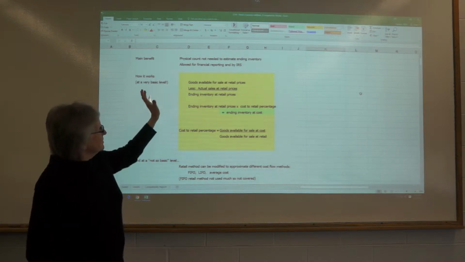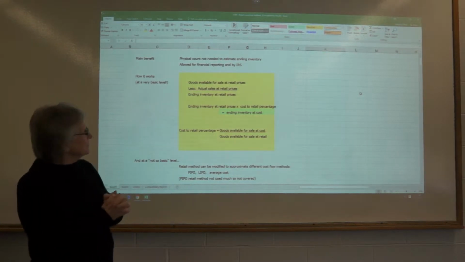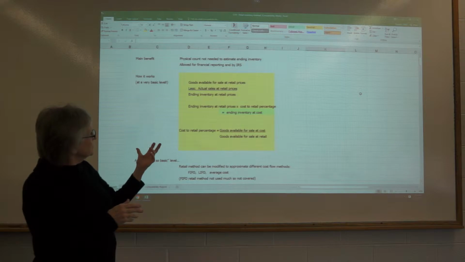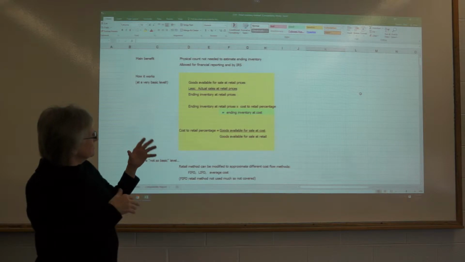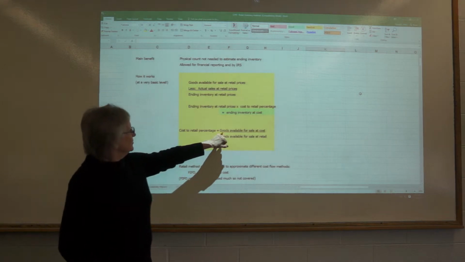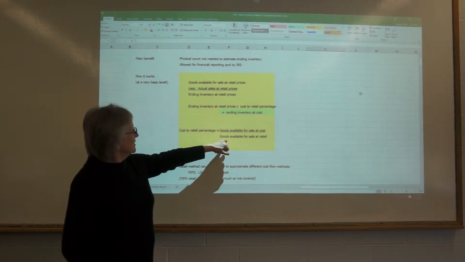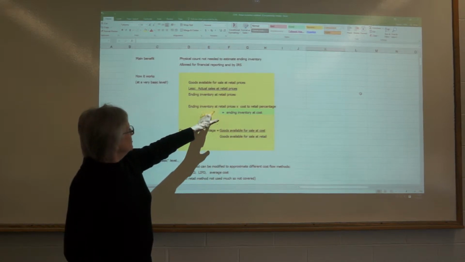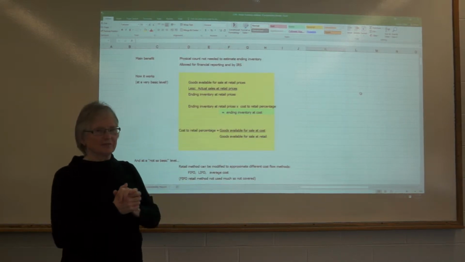So now you calculate your cost to retail percentage. You're going to multiply your ending inventory at retail times the cost to retail percentage. Now how do you get that? You can take your goods available for sale at cost, divided by your goods available for sale at retail. That gives you the percentage. When you multiply those out, you get your ending inventory at cost.